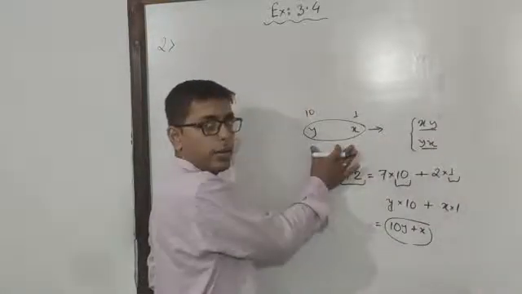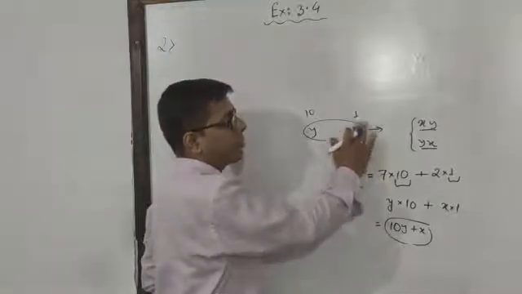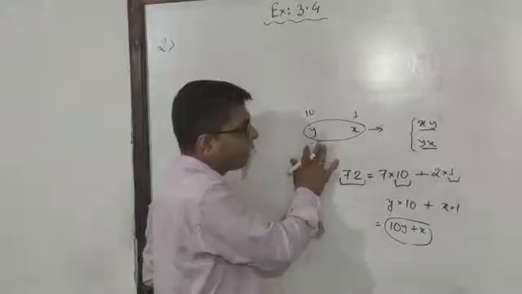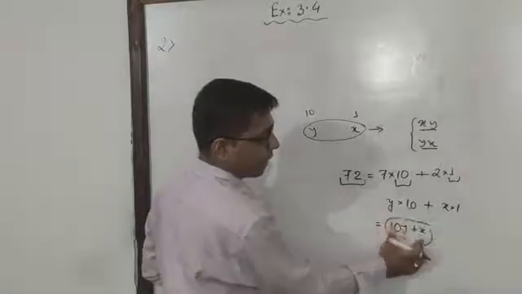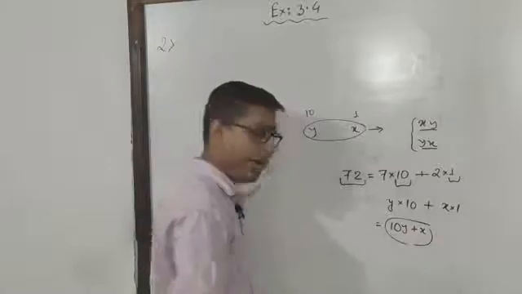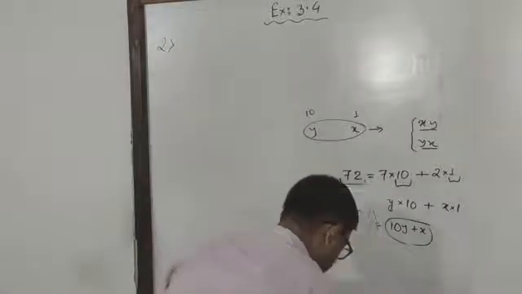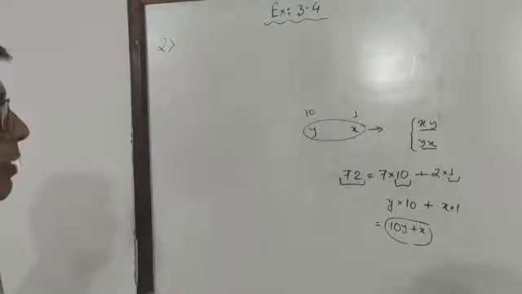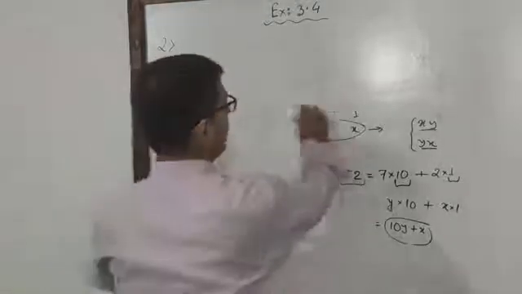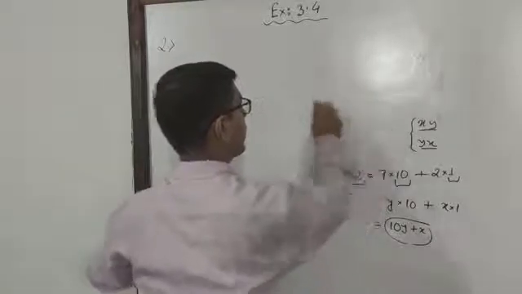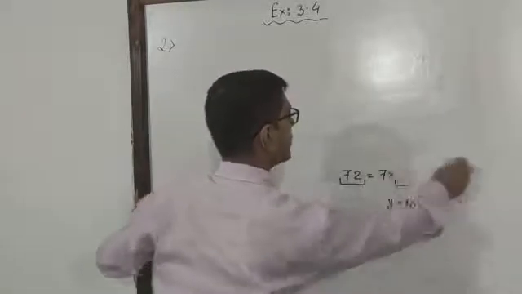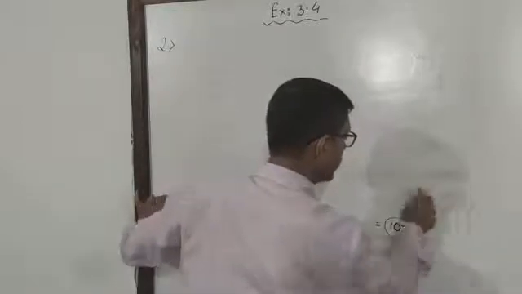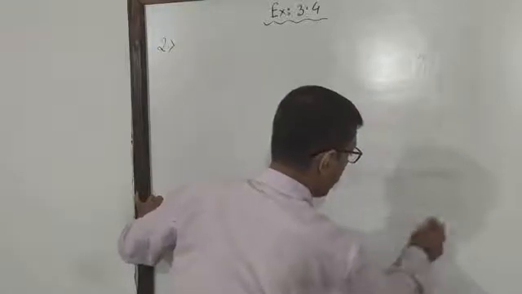If we are asked to write a number using variables, suppose units place is x, tens place is y, then the number will be 10y plus x. Okay? So this way we will write. You have learned how to expand a given number in your lower classes, maybe in class 3, 4. So let us consider the digit in the units place to be x and digit in the tens place to be y.